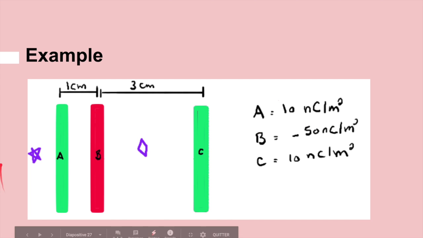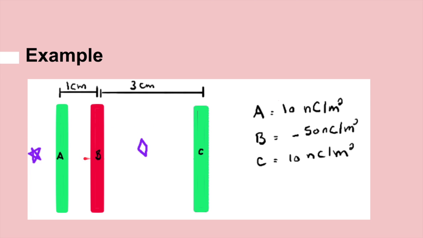Now the question here is asking, if I have my star on the left side of all of these planes, and I have a diamond between B and C, what is the electric field felt by the star, and what is the electric field felt by the diamond? So each of these planes is creating their own electric field. The green ones have their electric fields that are pointing away from them. So here I have A, it's pointing to the left and it's pointing to the right.